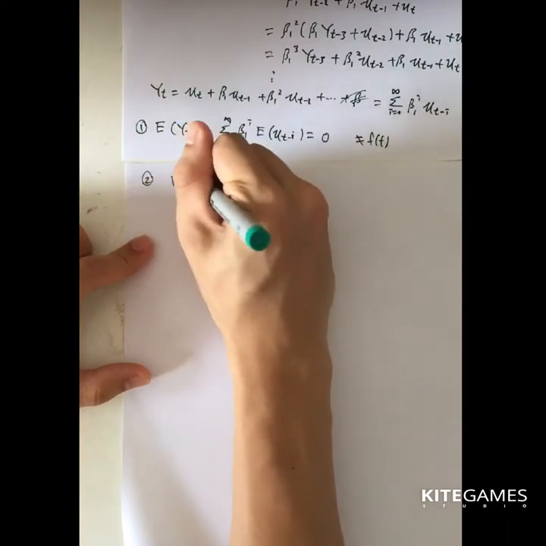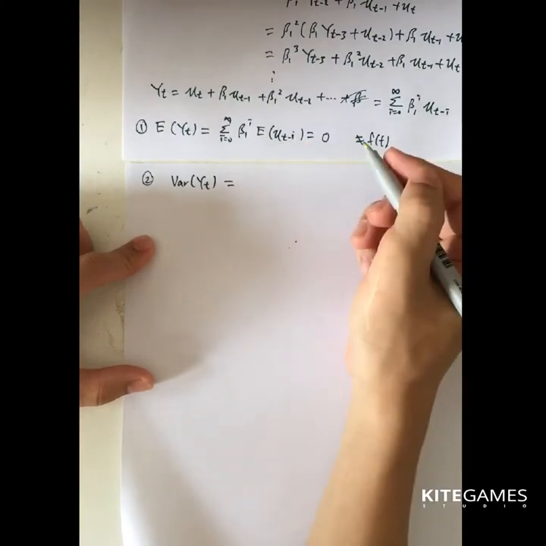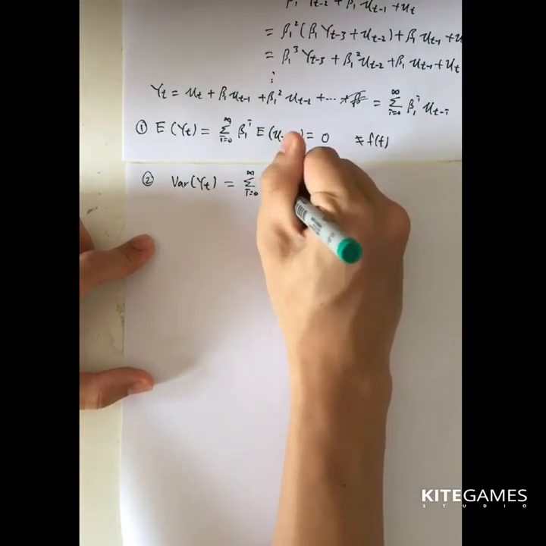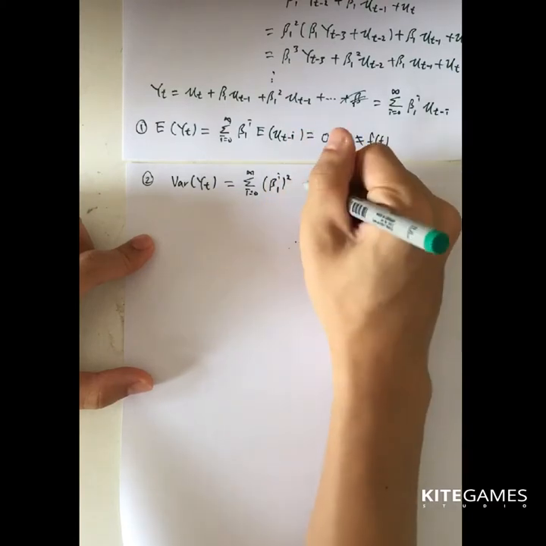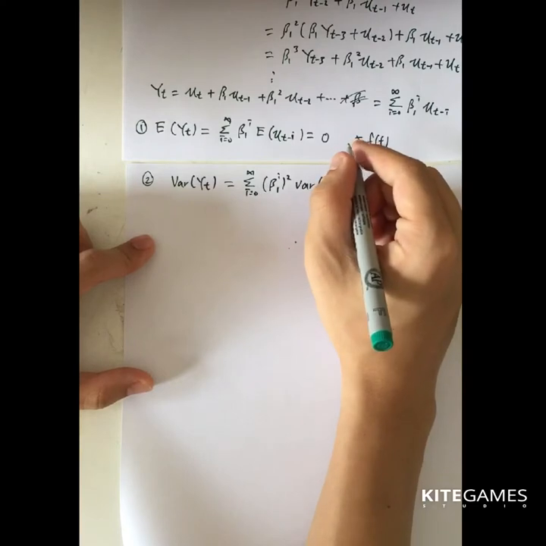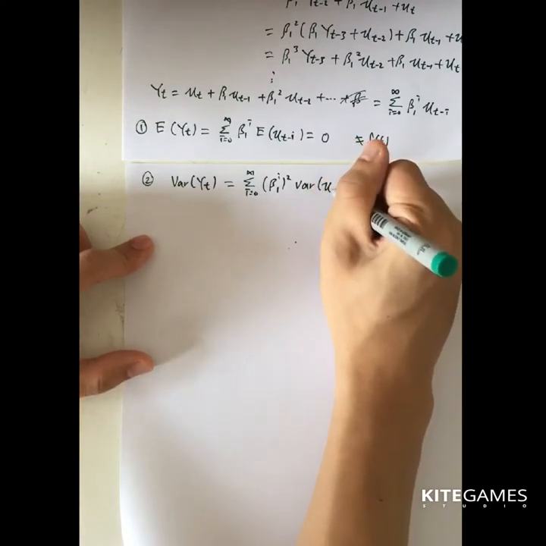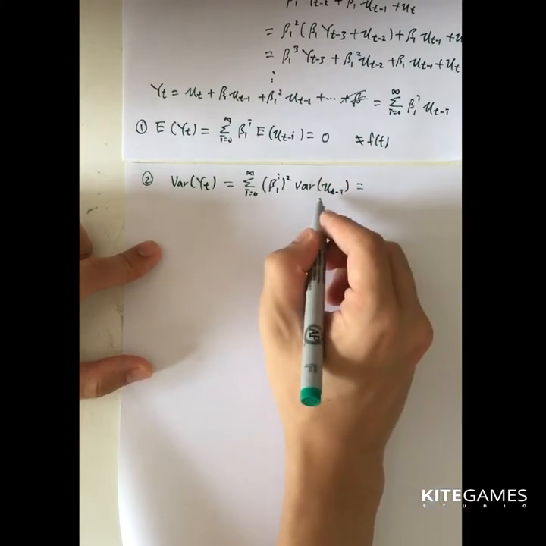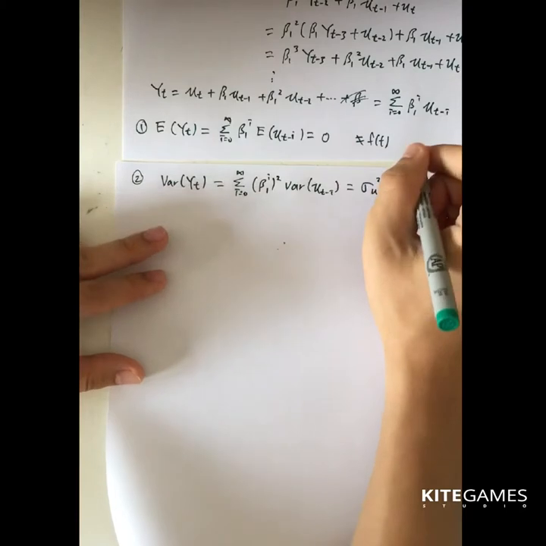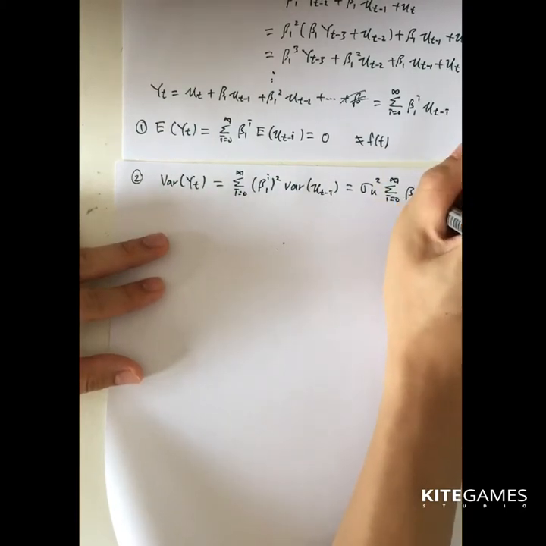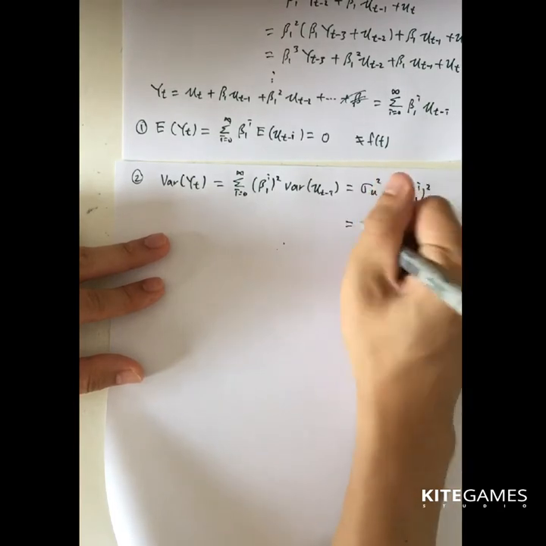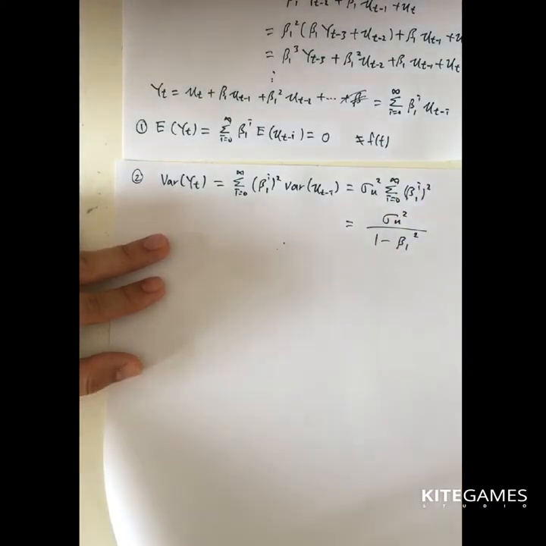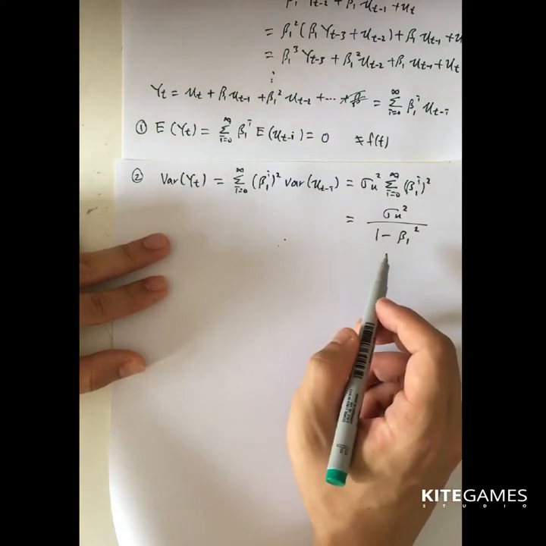Next is the variance of y_t. So this is equal to, again, you take out the constant and square it, times the variance of the remaining term. So you will get the variance of u_{t-i}, which is equal to the variance of u times the sum of all beta 1 to the i, squared. Okay, so this is equal to the variance of u divided by 1 minus beta 1 squared. The sum is the geometric series formula.